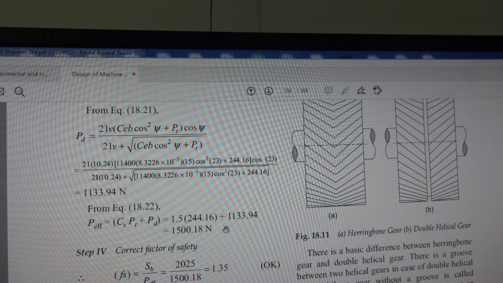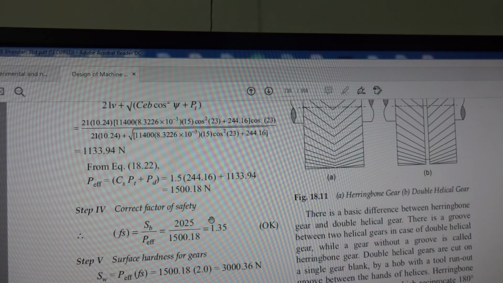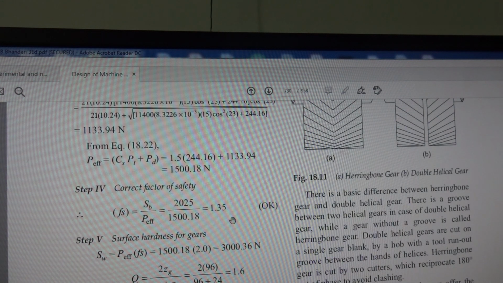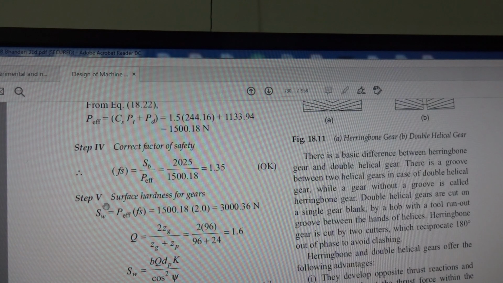So this is the value of the P effective, and correct factor of safety is equal to SB divided by P effective, you know the formula. So this is 1.35, the factor of safety. Now surface endurance for the gear. So SW is equal to P effective into Fs. So this one is the P effective evaluated above, 1500.18, into factor of safety 2. So this one is the SW.